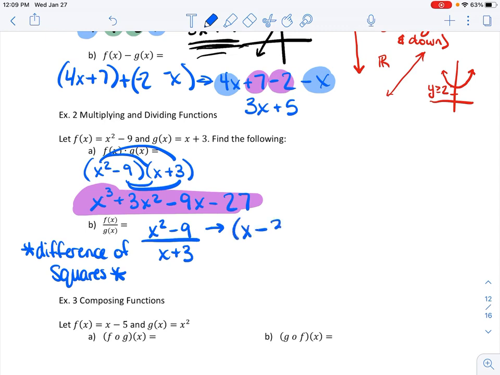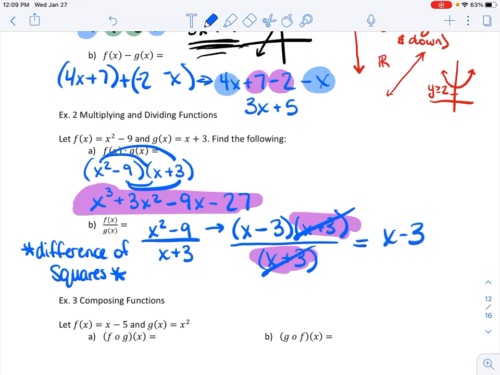So we have x minus 3 and x plus 3. Notice if you FOIL, this goes back to our original. That has to happen. And that is still over x plus 3. Now if you look, something in the numerator and in the denominator completely line up, so they can cancel each other out, leaving us with x minus 3 as our solution.